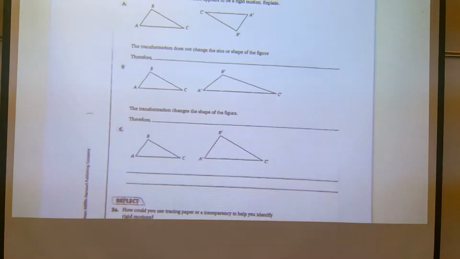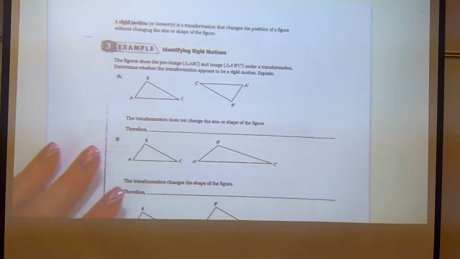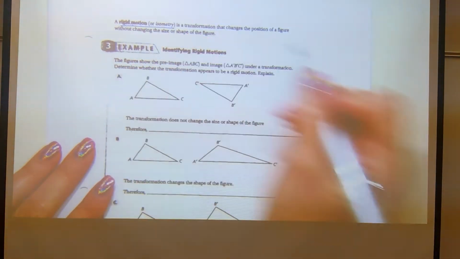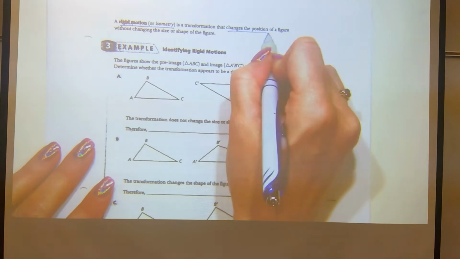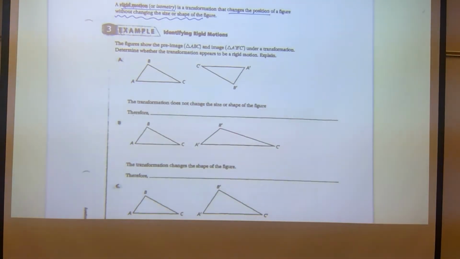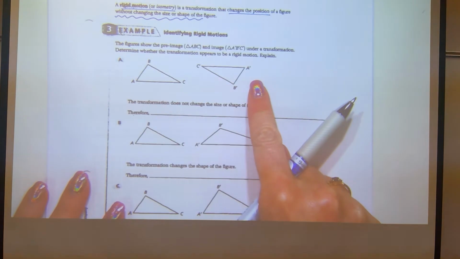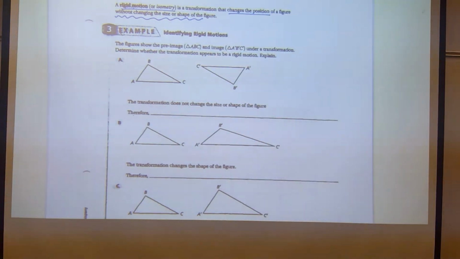And then we get to the next page, and our work defines a rigid motion, an isometry, as a transformation that changes position without changing size or shape. On example 3, we're given a pre-image and an image. I know which one's which because of the notation. And I have to determine whether or not the transformation appears to be a rigid motion.